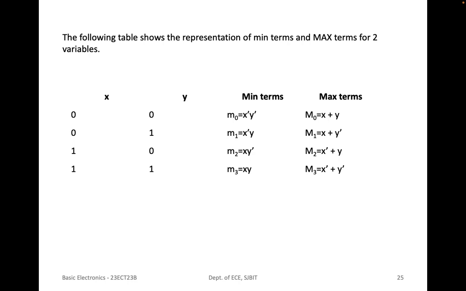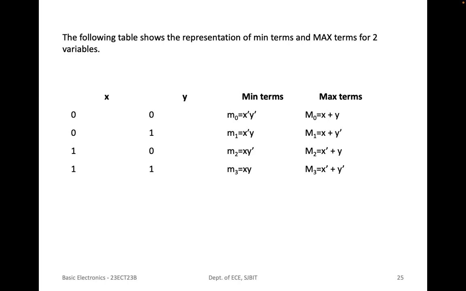Similarly, we'll get four Boolean sum terms by combining the two variables x and y with logical OR operation. These Boolean sum terms are called max terms or standard sum terms. The max terms are x plus y, x plus y dash, x dash plus y, and x dash plus y dash.